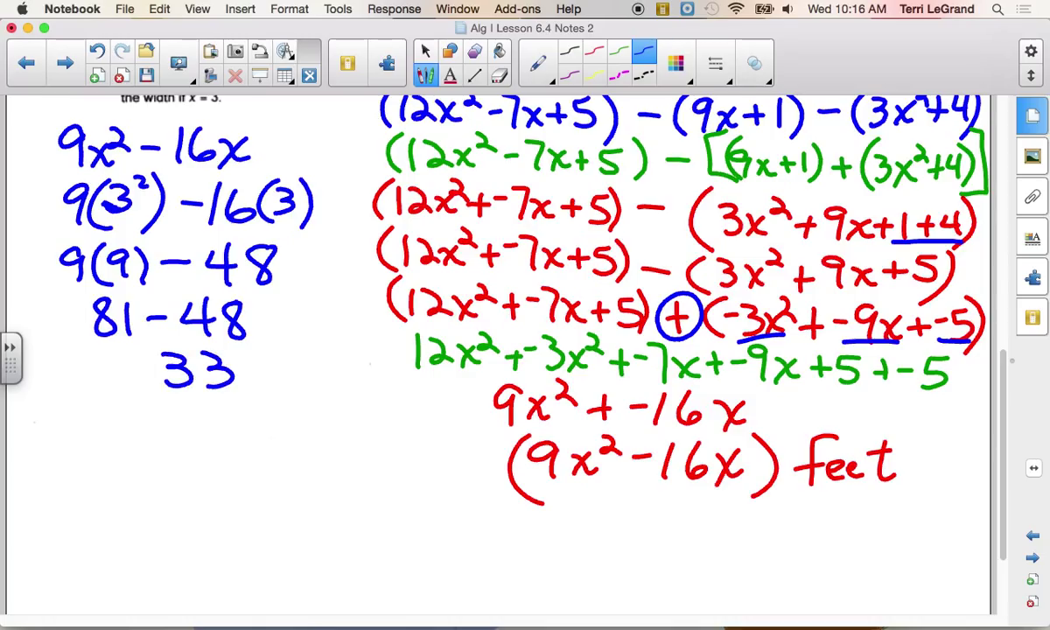Don't just copy me, do it yourself and make sure you agree with me, because I make mistakes, I'm human. I've been known to make silly mistakes on tests, just like happens to you. So do you agree with me? All is well? Okay, so, any questions, concerns? Adding, subtracting, polynomials. Got it? Okay.